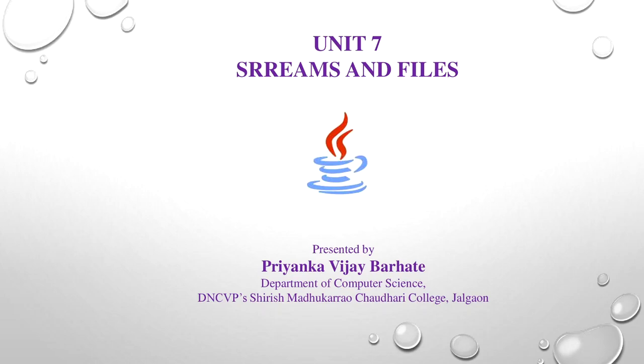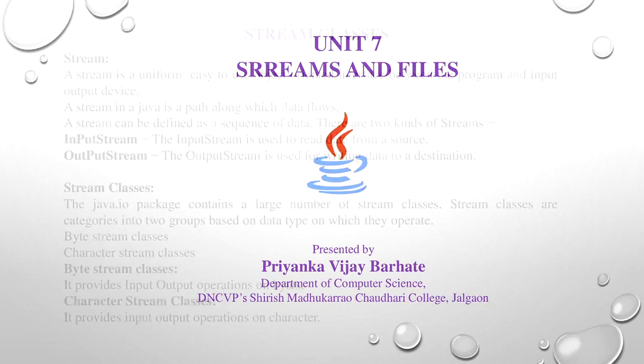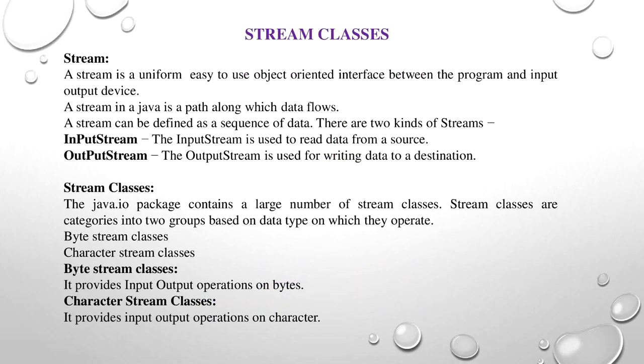Dear students, today we learn about Unit 7, streams and files. Before going to the various stream classes, first of all, you must understand what we mean by a stream. A stream is a uniform, easy to use, object oriented interface between the program and input output devices. A stream in Java is a path along which data flows. A stream can be defined as a sequence of data.